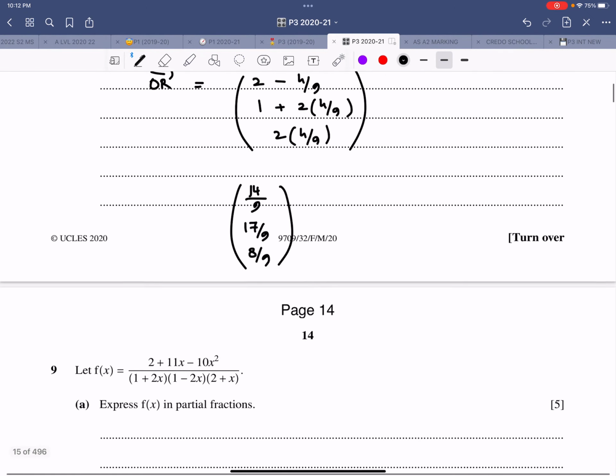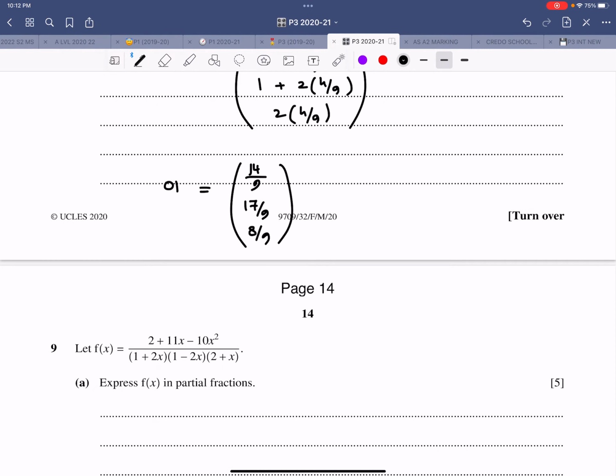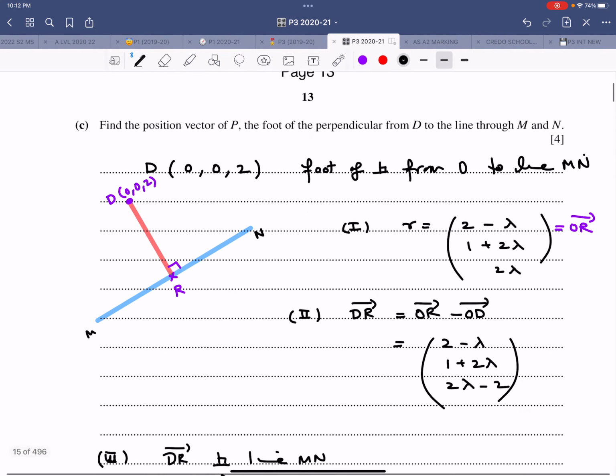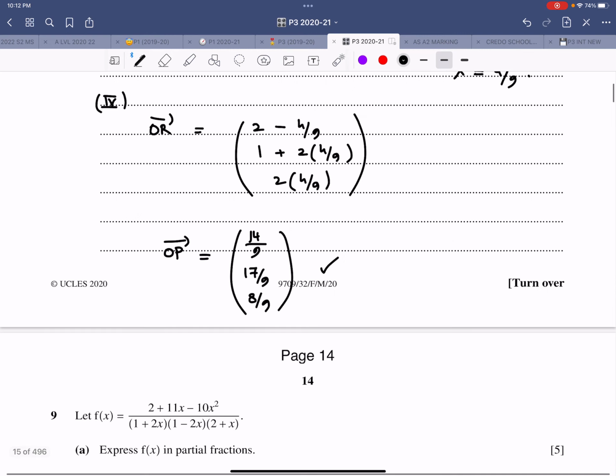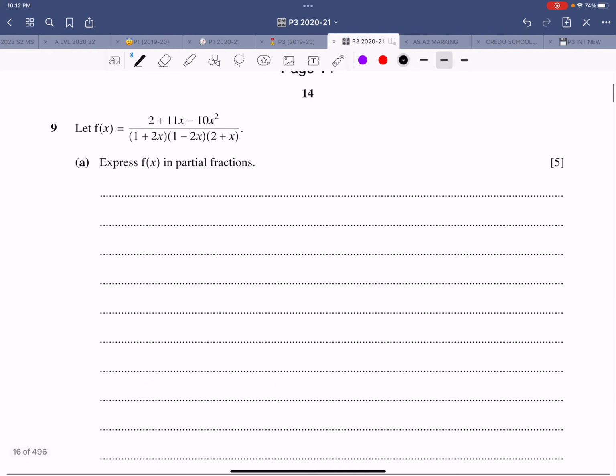They are asking for the position vector. So this is basically OP, which I've mistakenly labeled as R. So that's how this thing is. If they're asking for the IJK form, I'll write it in the IJK form. Otherwise, this is perfectly fine. What exactly is this? The next question.